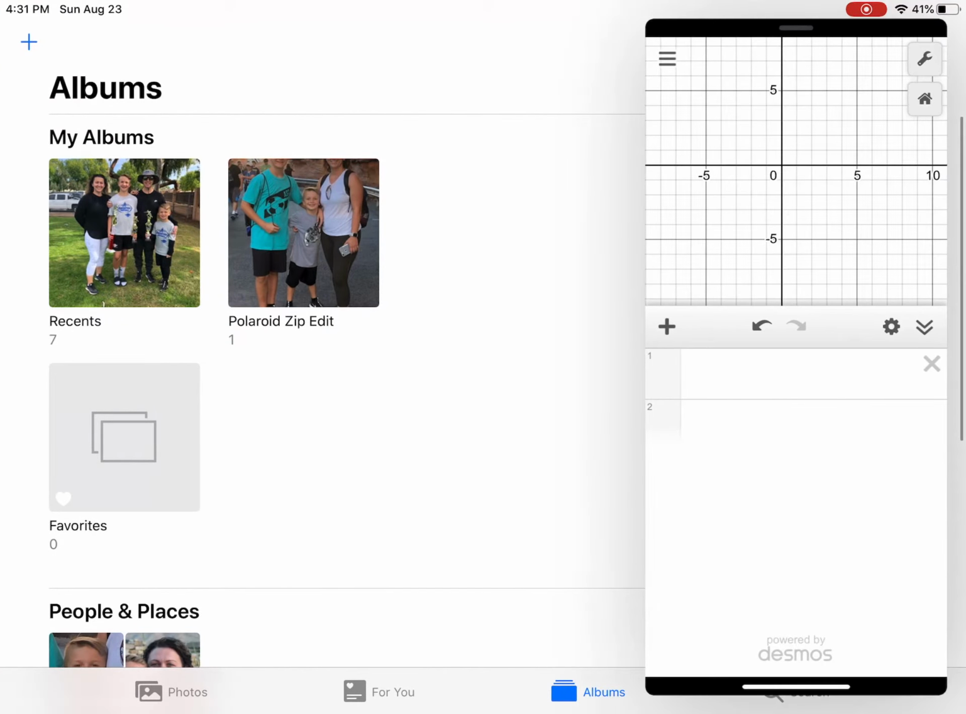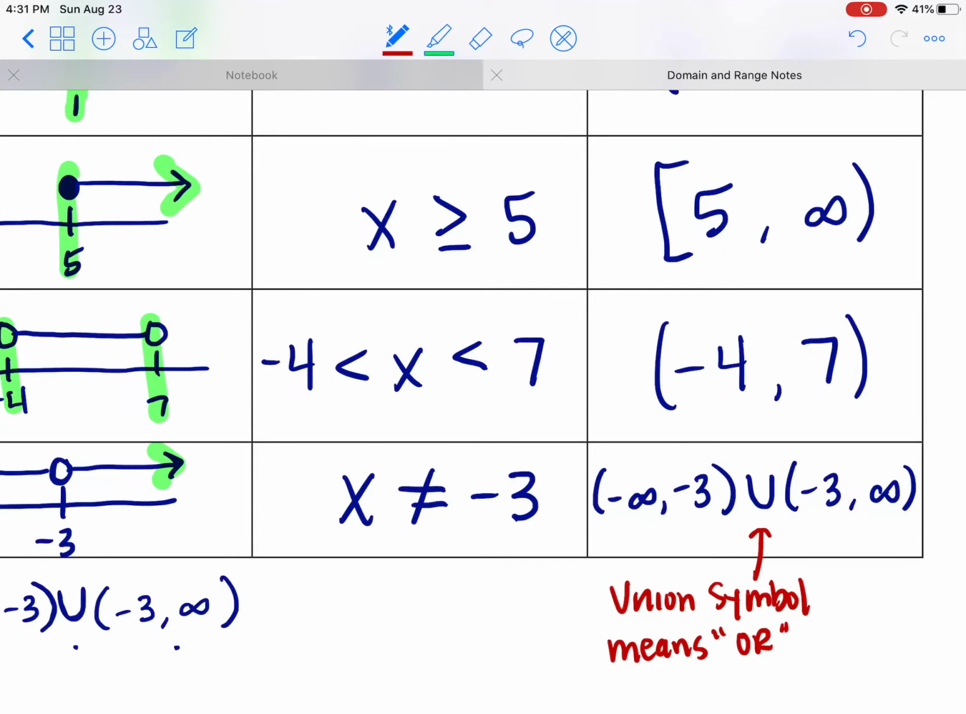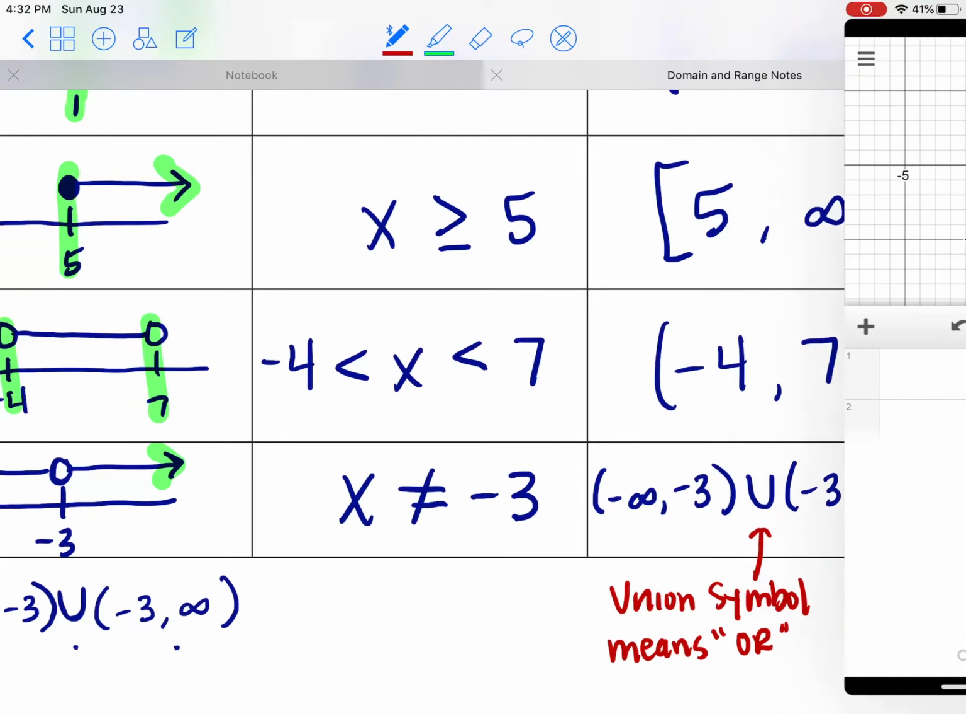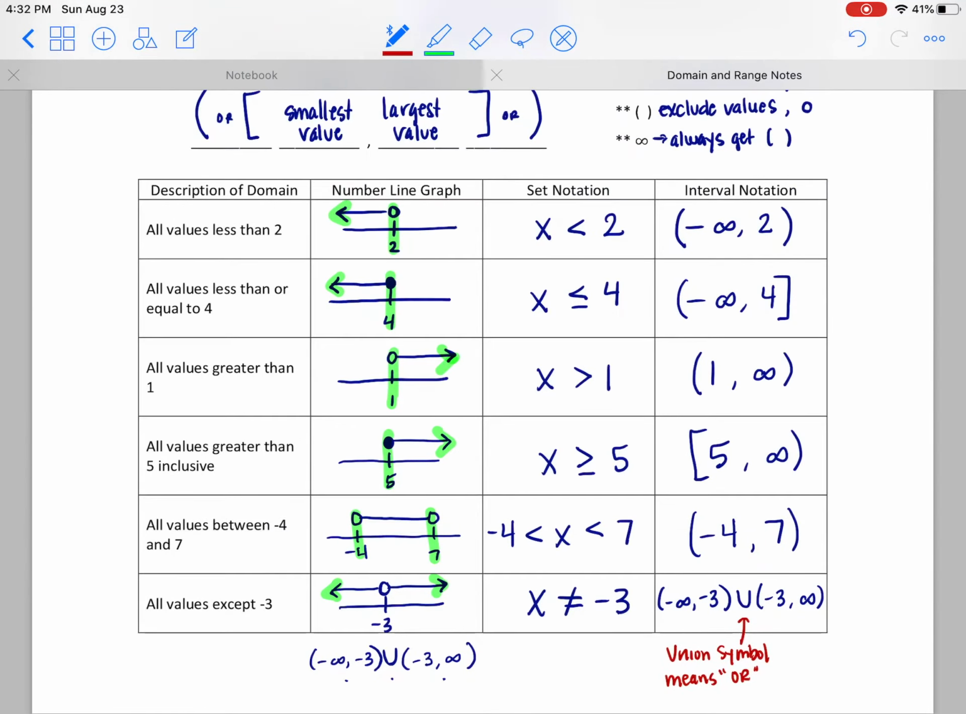Whoops. Well, I don't know what just happened there. Taking you to my photo album. Okay, so there's that. And my page does not want to move. There we go. Let me get rid of this.